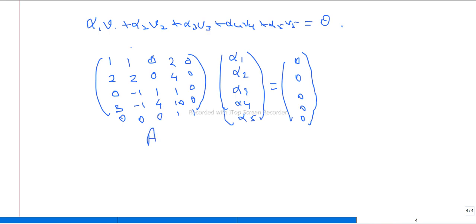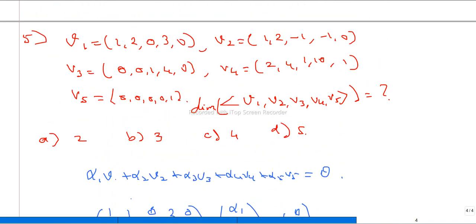Suppose we take A, and we have to find the RREF, row reduced echelon form of this matrix, and then you have to find the number of non-zero rows in that row reduced echelon form. That is the rank of this matrix. That is the linearly independent set. You can apply row reduced echelon form anyway, it will take some time. So you will get the number of non-zero rows is 3. So therefore there are 3 linearly independent vectors. So therefore the dimension of the span should be 3.